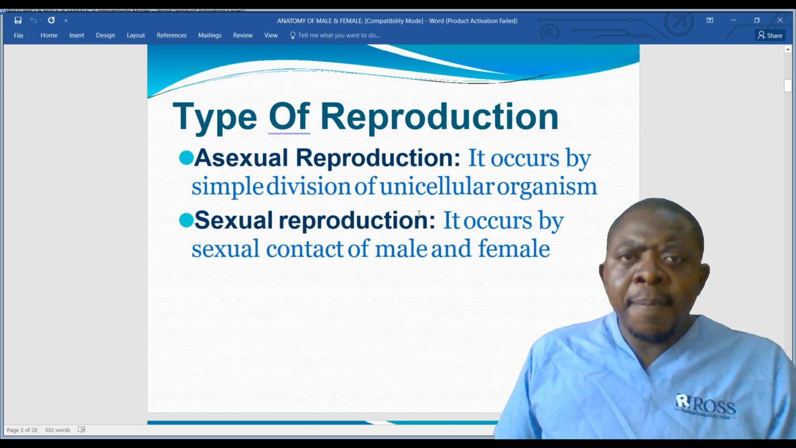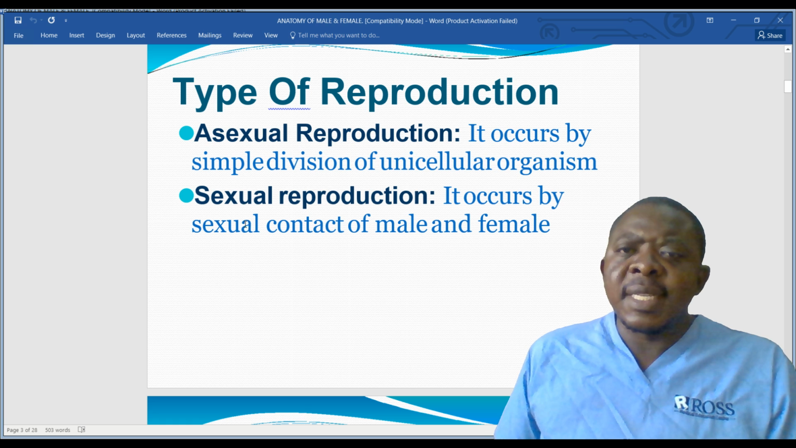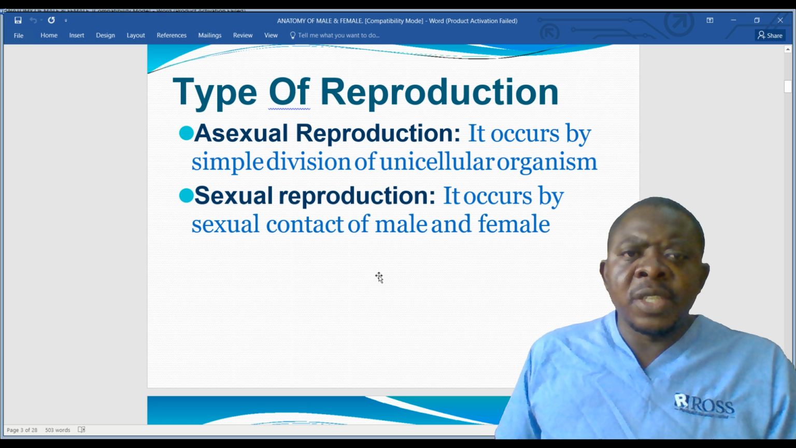The type of reproduction. There is asexual reproduction. It occurs by simple division of a unicellular organism. Then there is sexual reproduction. This one occurs by sexual contact of male and female.